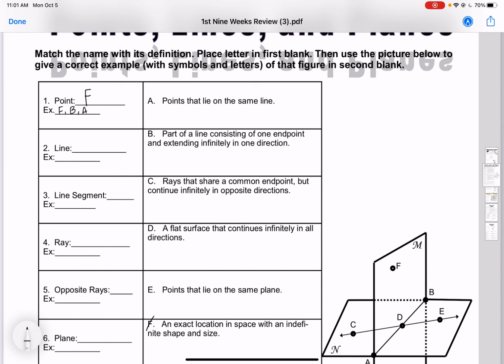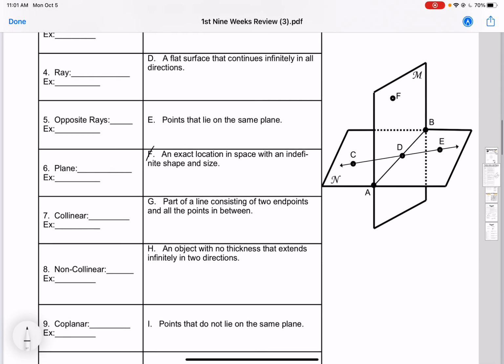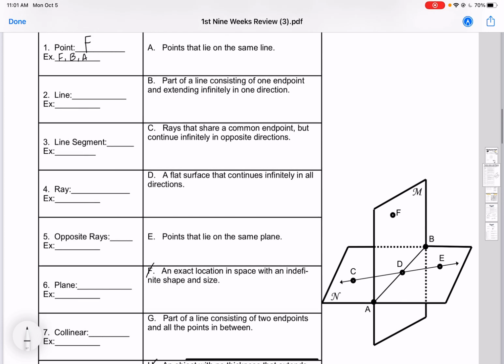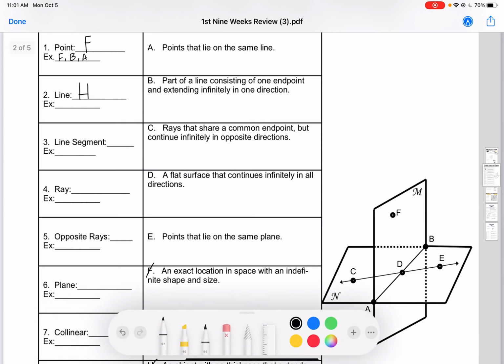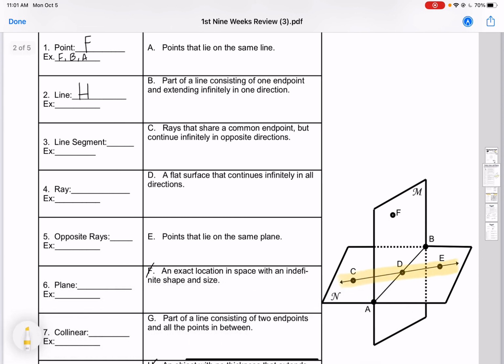Okay? All right, a line. A line is something that goes and extends forever and ever in both directions. So an object with no thickness that extends infinitely in two directions. So a line is H. Okay? And then here you're going to try and find which line goes on forever and ever. Okay, and you should notice that it's line CE because they have the arrows. So it should be line CE, and then remember you always put the lines with arrows on top.